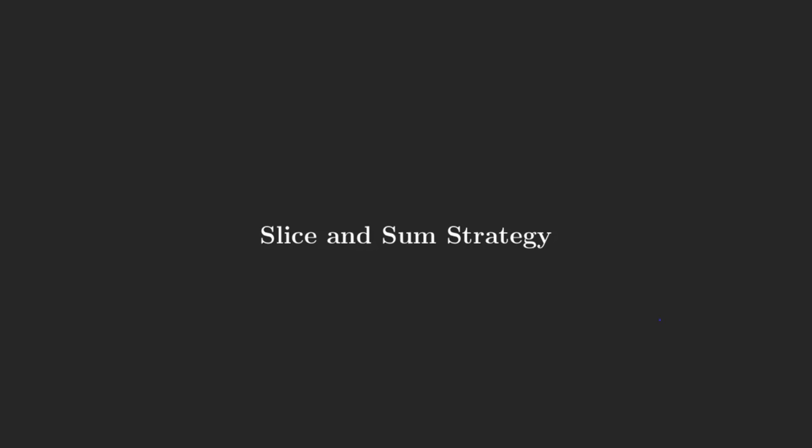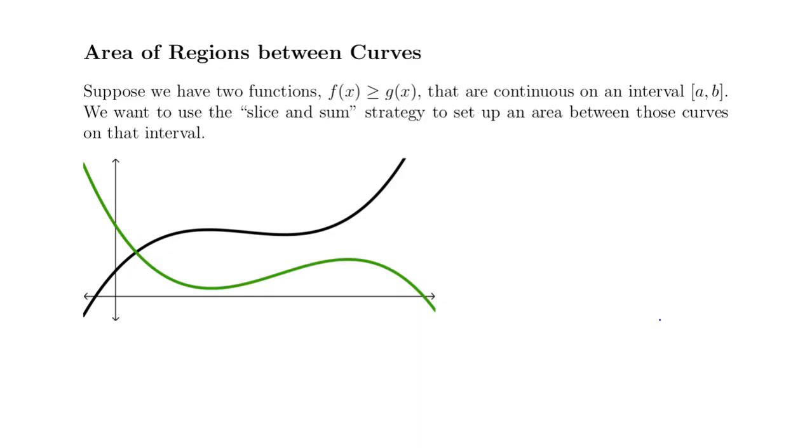So for us, when we wanted to find the area of a region under a curve, we cut that region up into a bunch of rectangles, find the area of each rectangle, add them all up, and then we looked for the limiting value. So we're thinking of infinitely many, infinitely thin rectangles here. We're going to apply that same sort of slice and sum strategy to find the area between two curves.